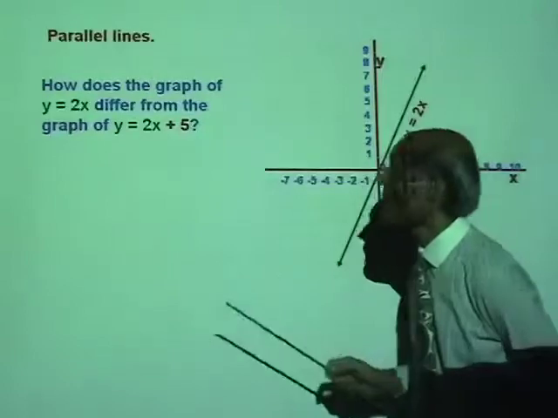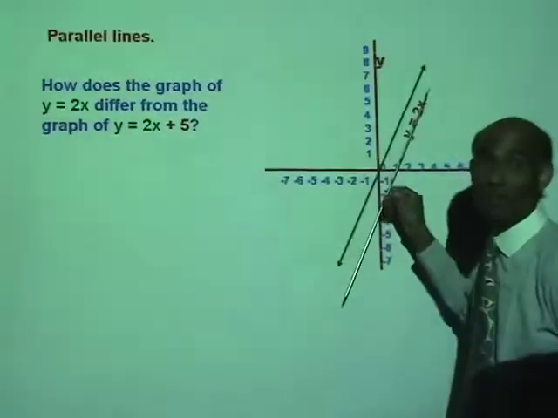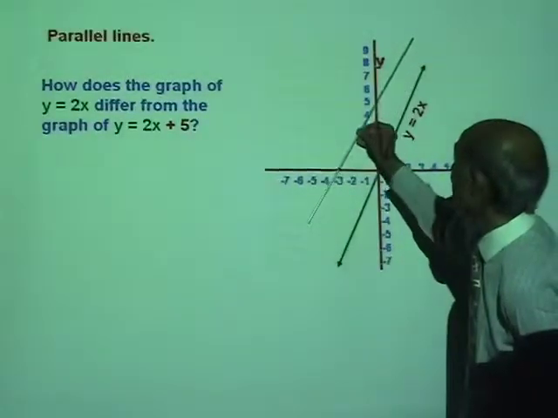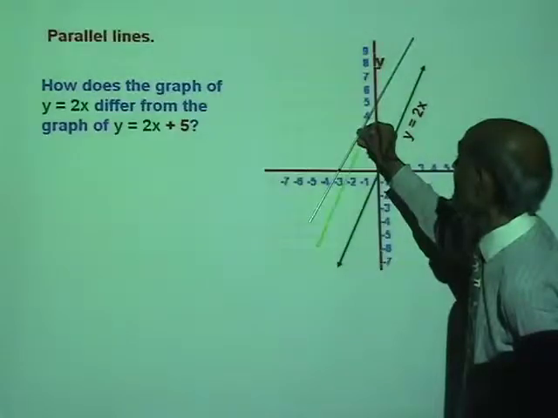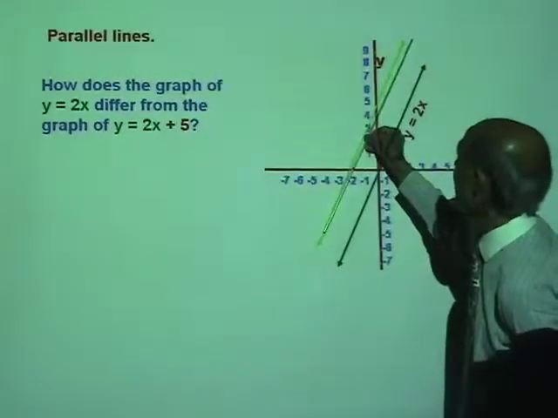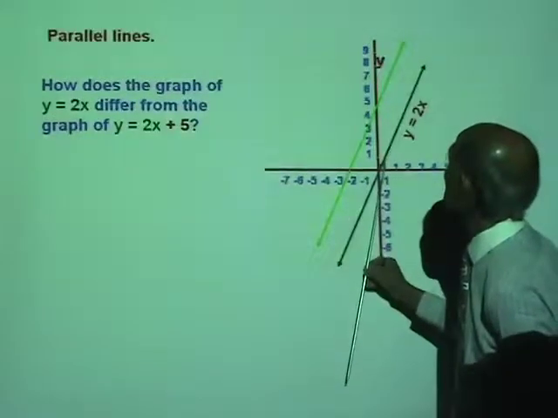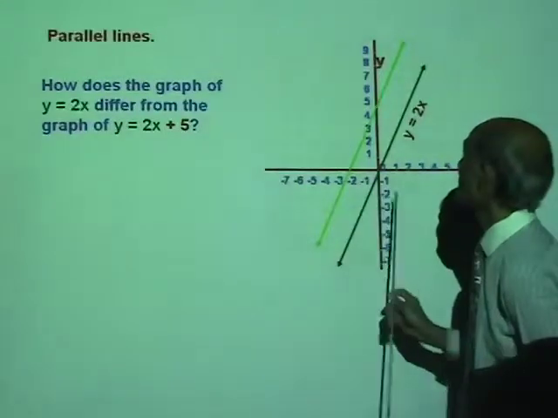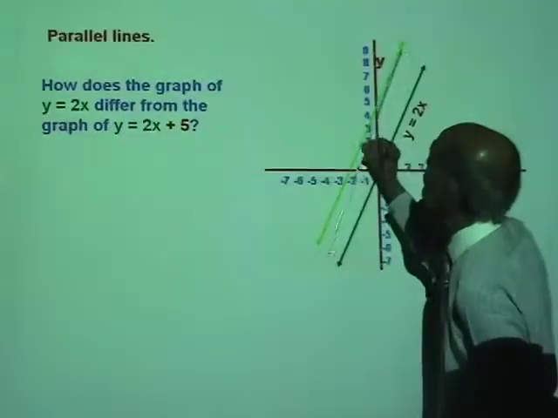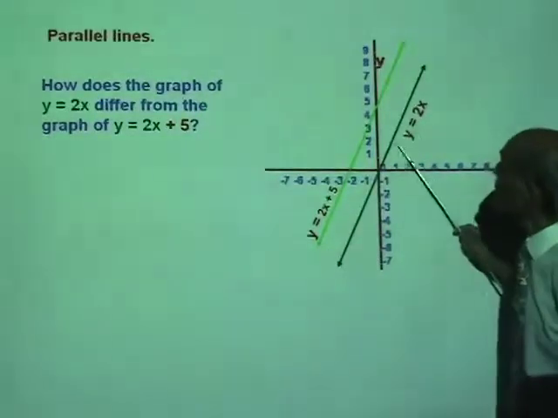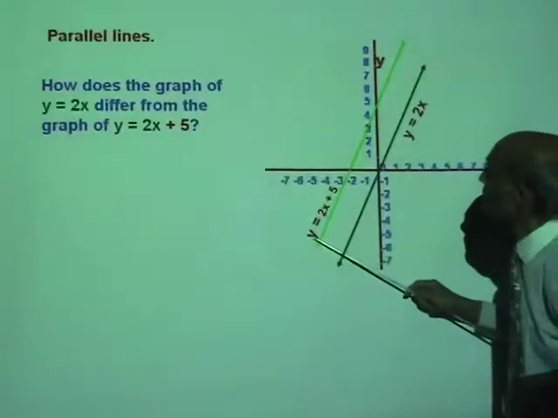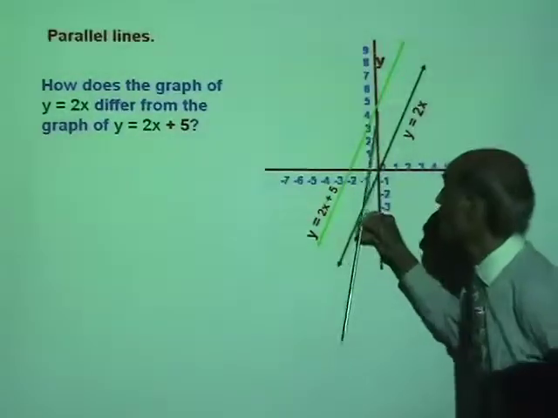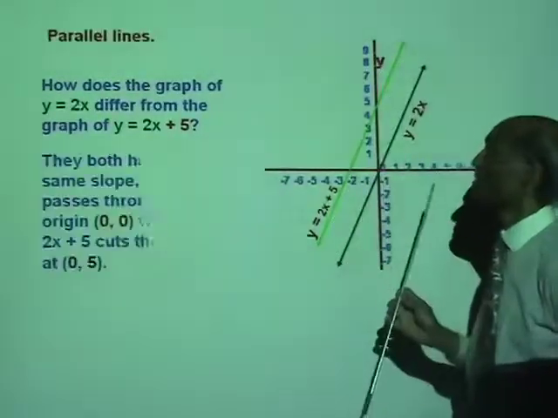This is the graph of y equal to 2x. And what is the graph of y equal to 2x plus 5? All you need to do is take this line and raise it by 5 units. It will come here. There you are. This is the graph of y equal to 2x plus 5. It is being raised by 5 units. Now what you notice, they both have the same slope. You simply raise it up by 5 units.